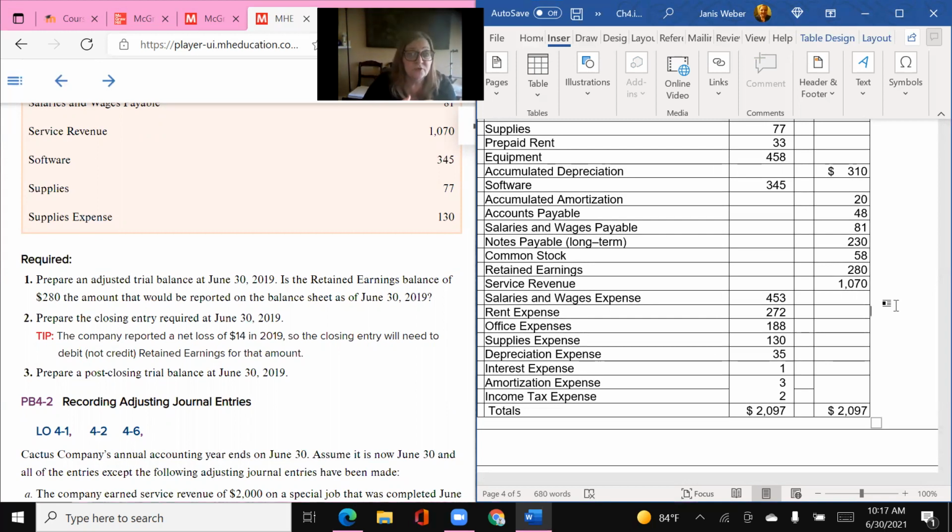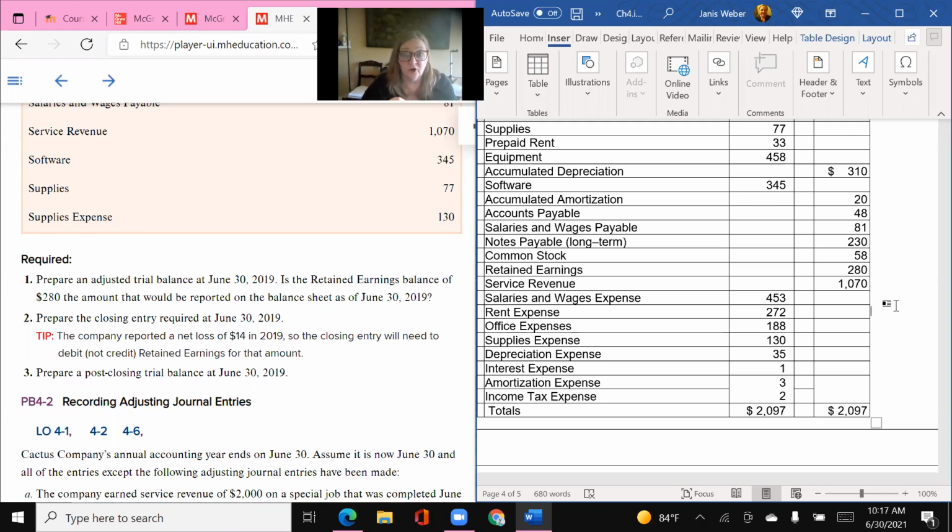So number 2, they want you to prepare the closing entry required on June 30th. You see, they don't have dividends, so we're not going to need the final step of the closing in this case, because there's not a dividends balance. And the tip says the company reported a net loss of $14 this year, so the closing entry will need to debit, not credit, retained earnings.